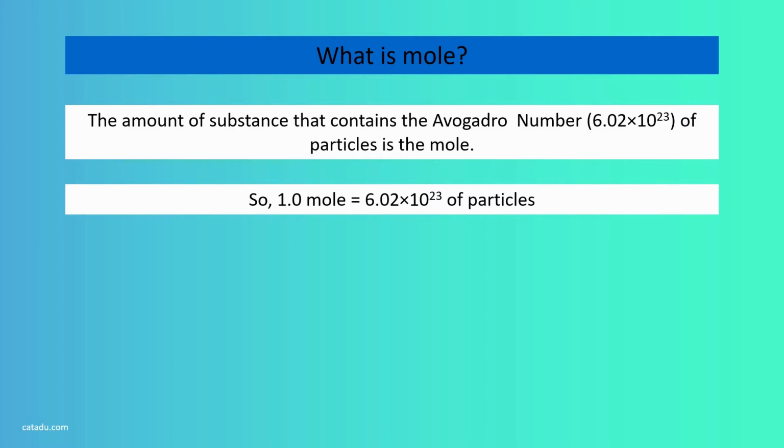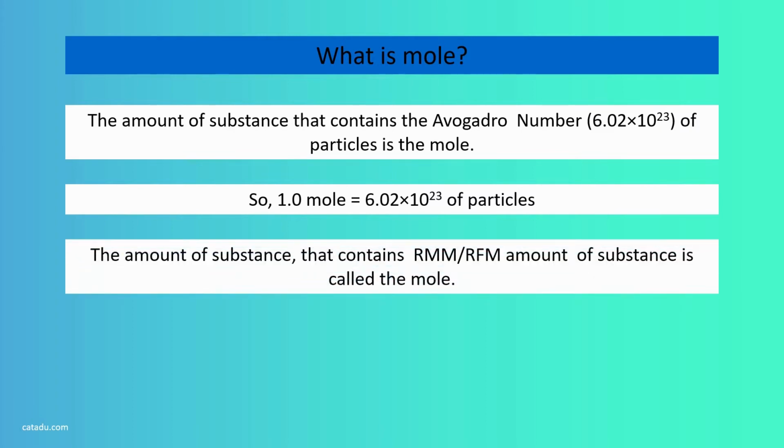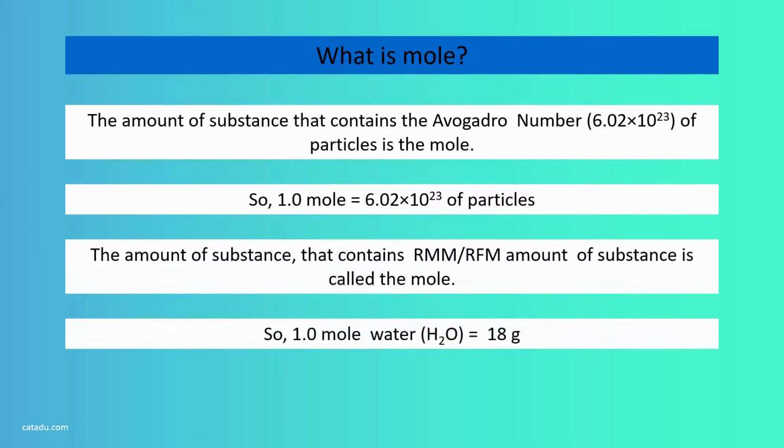Another definition considers RMM or RFM: the amount of substance whose mass equals the RMM or RFM in grams is called the mole. So 1 mole of water is equal to 18 gram. That is, water has RMM 18, so 18 gram of water contains 1 mole. So I think you have got a little idea about the mole. But the main concern here is the calculation of moles.